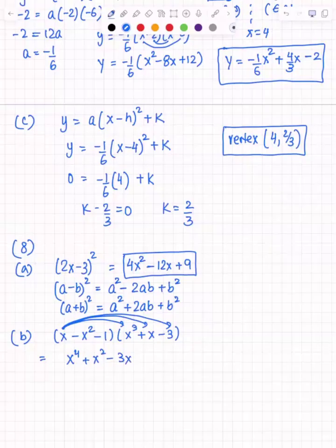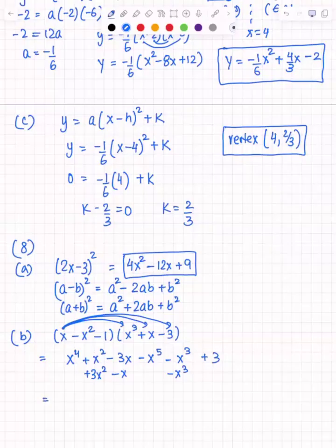Then I do negative x squared times x cubed. That is negative x to the 5. Remember, when you multiply bases, you add exponents. Then negative x squared times x is negative x cubed. And finally, we get 3x squared. I'm going to put that under the x squared. Then -1 times x cubed is negative x cubed. I'll put it under the x cubed. -1 times x is negative x. I'll put it under the x. And -1 times 3 is plus 3.